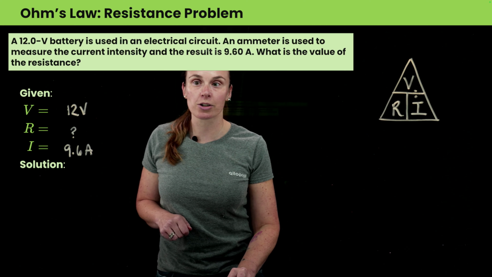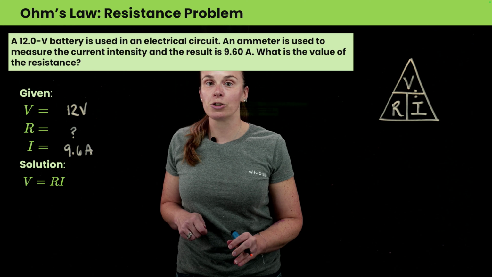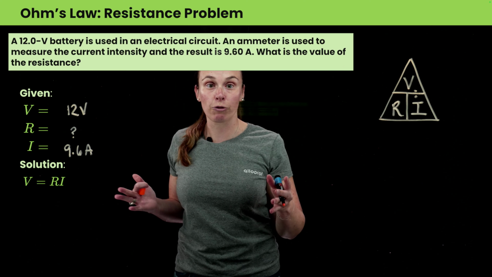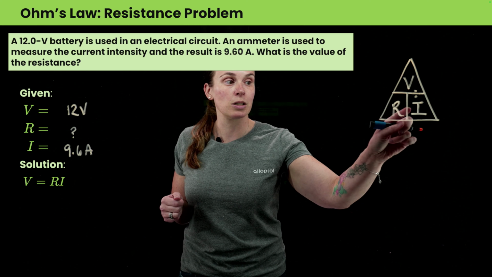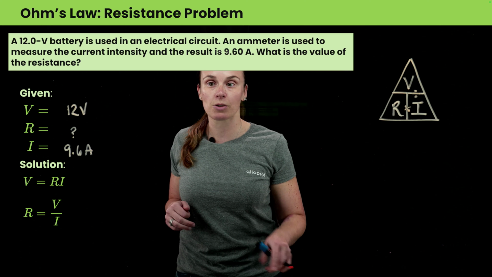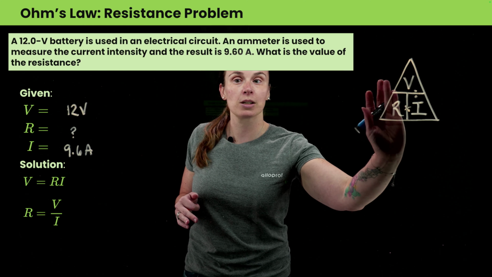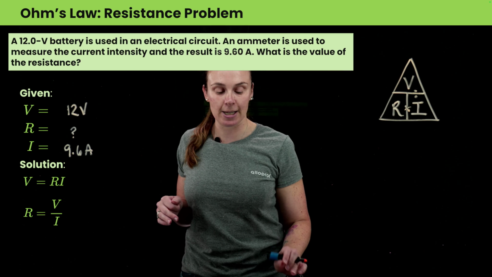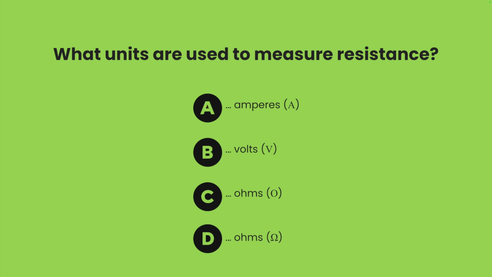So if we look at our solution, we take our original formula, voltage is equal to resistance times intensity, and we manipulate it, like I just said. So we do resistance is equal to voltage divided by intensity. We're going to plug in our values.